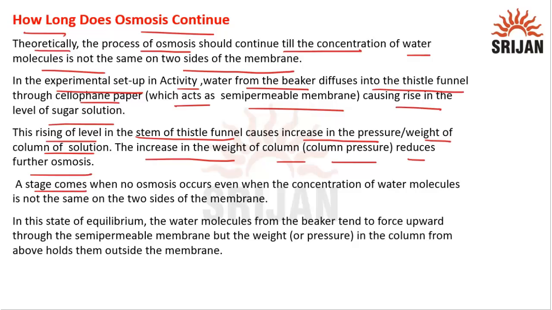A stage comes when no osmosis occurs even when the concentration of water molecules is not the same on the two sides of the membrane. In the state of equilibrium, the water molecules from the beaker tend to force upward through the semi-permeable membrane, but the weight or pressure in the column from above holds them outside the membrane.